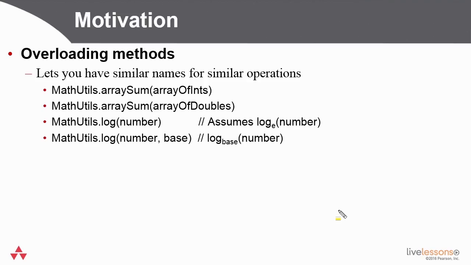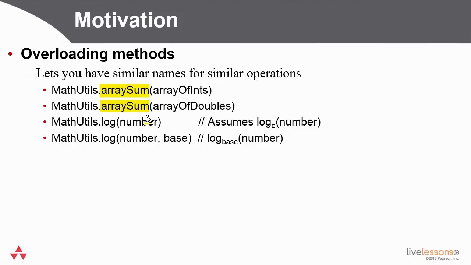Okay, so why is this useful? Well, overloading methods is useful when you have two methods that do substantially the same task. It would be confusing if you had two methods that summed up an array, and you called one of them, say, array sum of integers, and the other one array sum of doubles. It makes more sense to just call them array sum, but declare one to take an array of ints as an argument, and the other to declare as taking an array of doubles as an argument.